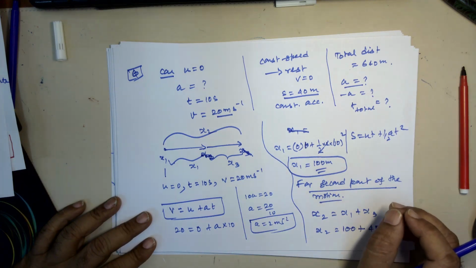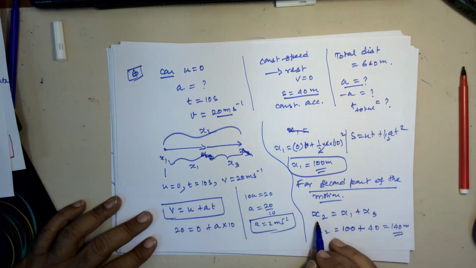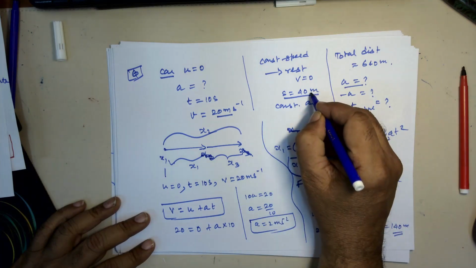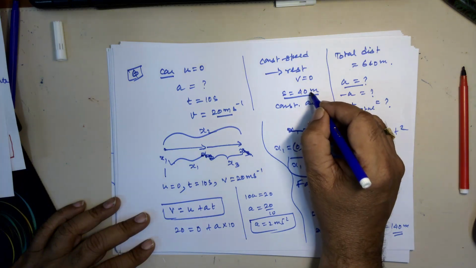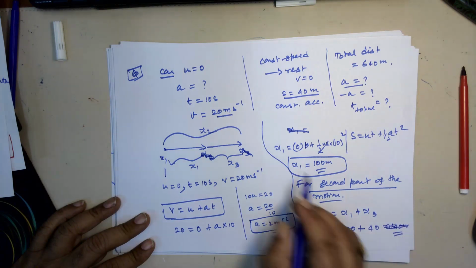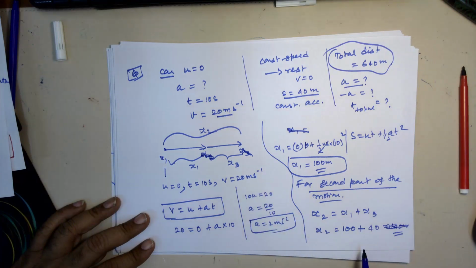So we have x2. What is x2? x2 is given here. This is not x2, x3 is given. So x3 is given. How much? 40, right? But the overall distance, they have already given as how much? The total distance is 140. But we do not know what that put together is equal to.